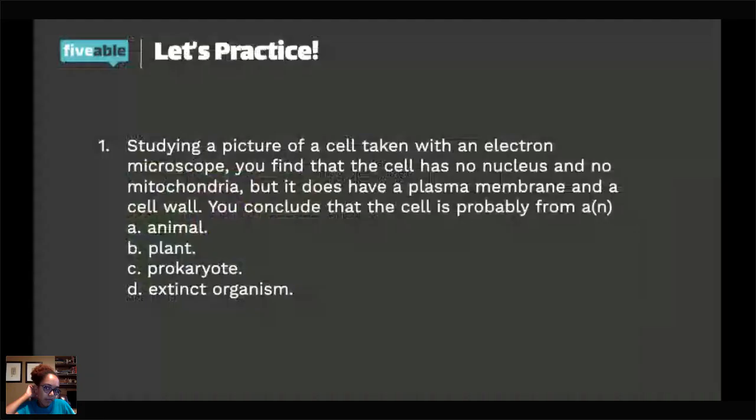So here, now we have a practice question. Studying a picture of a cell taken with an electron microscope, you find that the cell has no nucleus and no mitochondria, but it does have a plasma membrane and a cell wall. You conclude that the cell is probably from a.